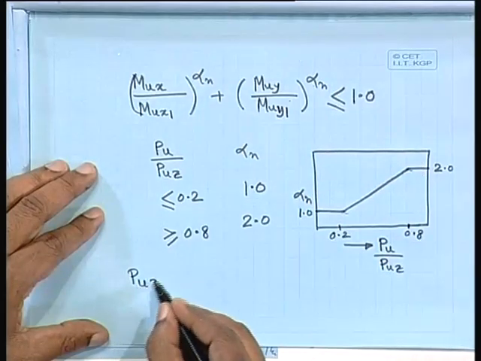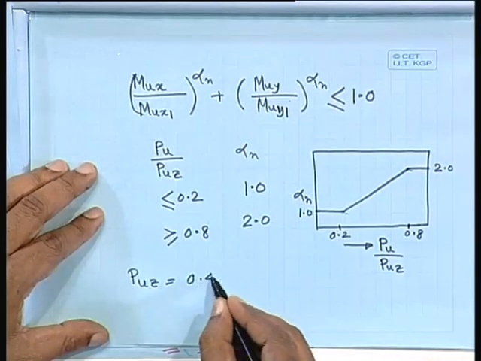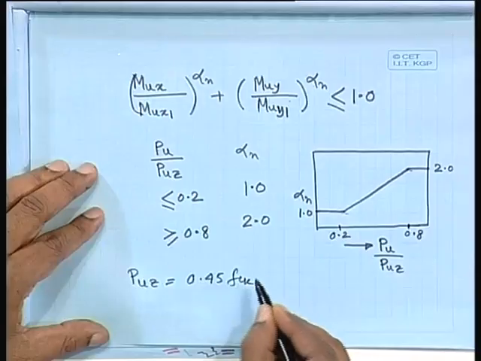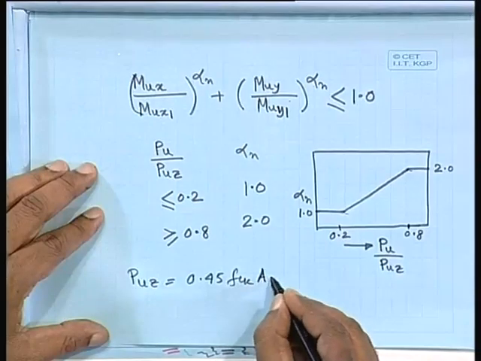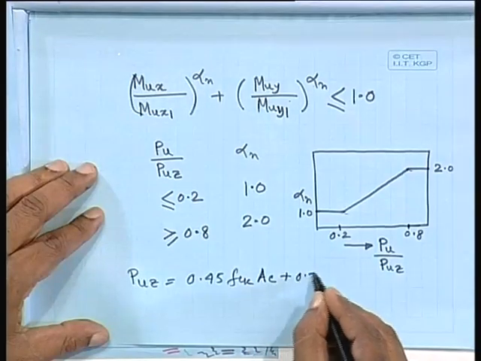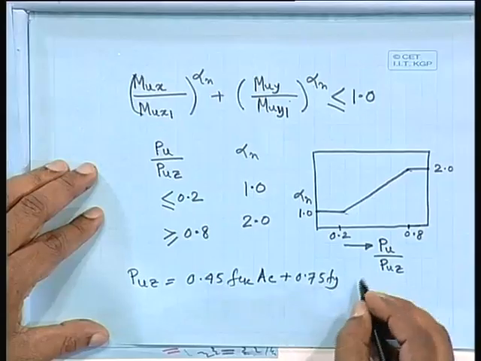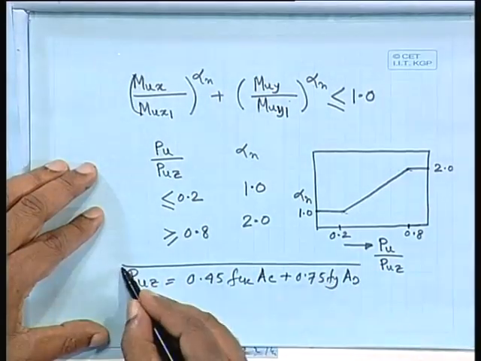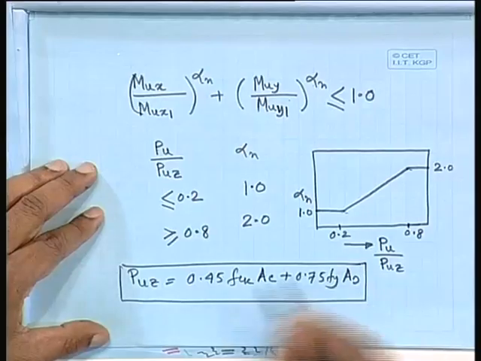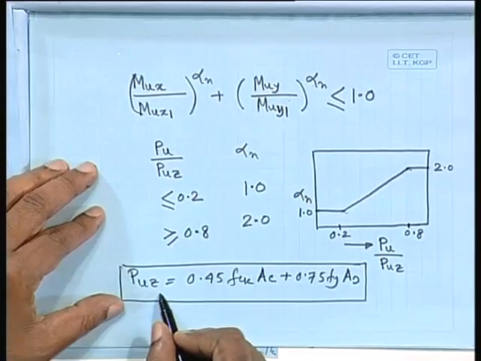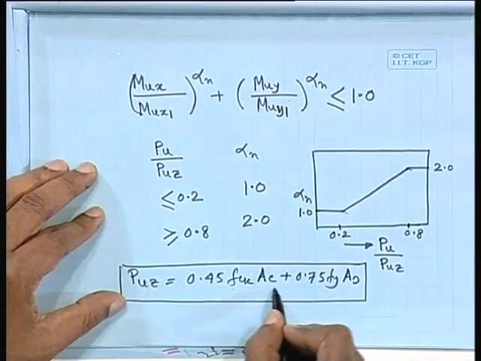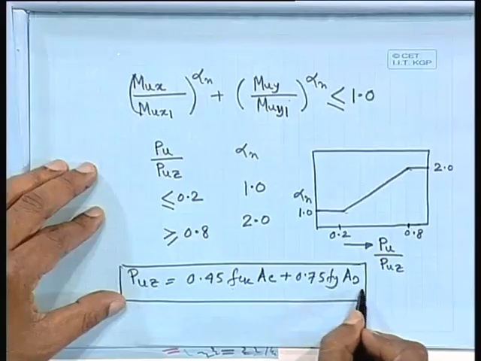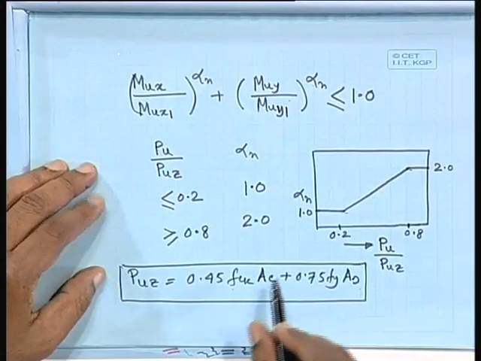But what about your Puz? Puz equals 0.45 FCK AC plus 0.75 Fy times AS. This is your Puz. So, I know everything.